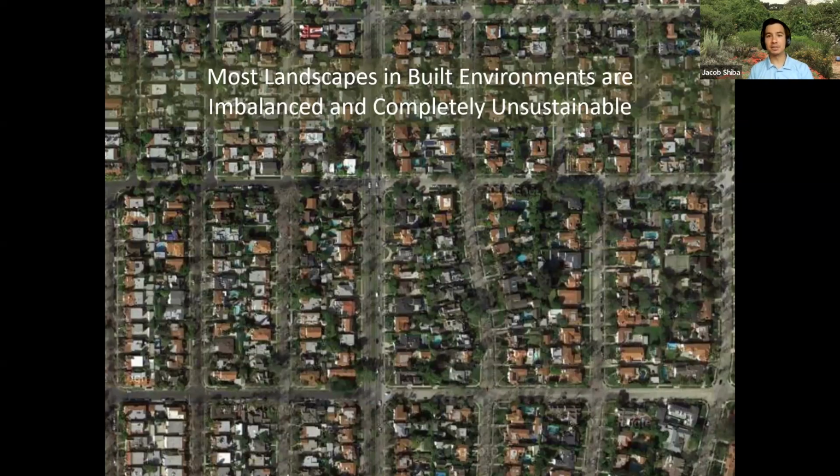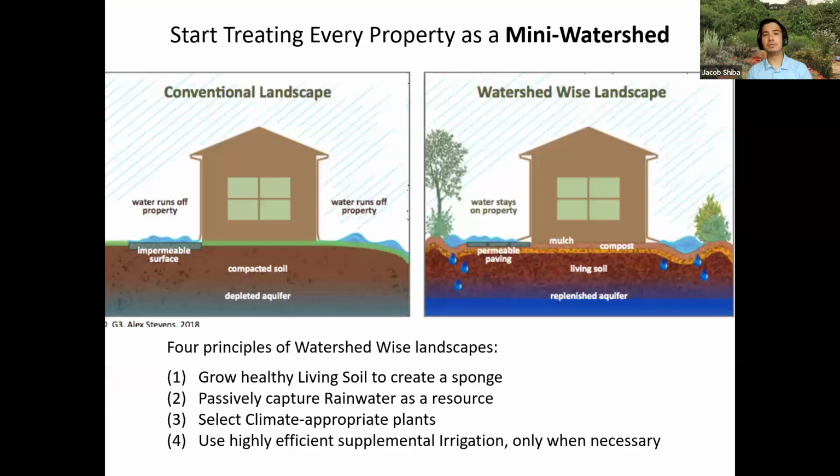So they are very imbalanced, completely unsustainable, covered in concrete, covered in fake grass, and all sorts of materials that don't allow for that natural process of water cycling that we see in this balanced watershed. Now, the beauty of the watershed approach is that we can convert any landscape from a traditional landscape to a watershed wise landscape. And we're going to do that by treating every property as its own little mini watershed, right? Rather than this big sprawling mountains, rivers, and everything, we're just going to look at your property and we're going to treat your property as a mini watershed.